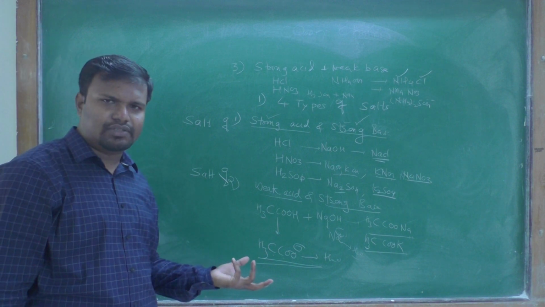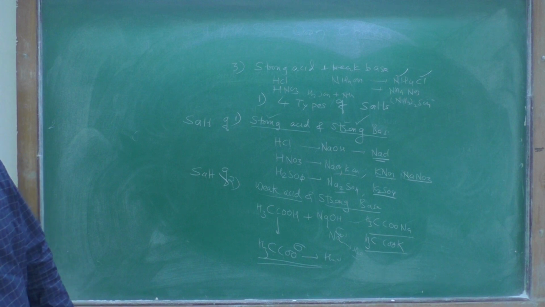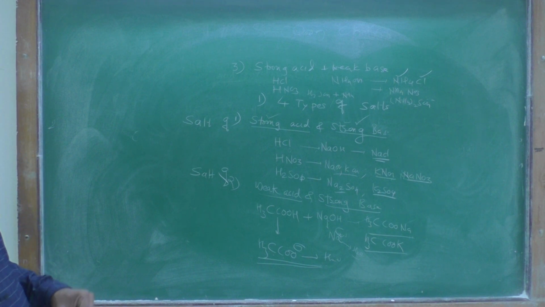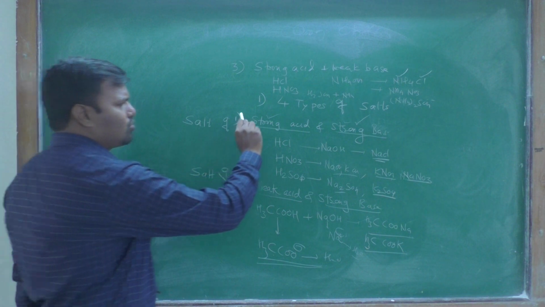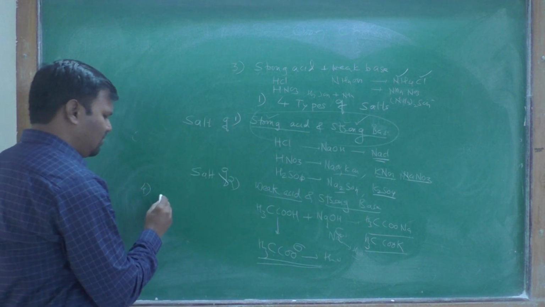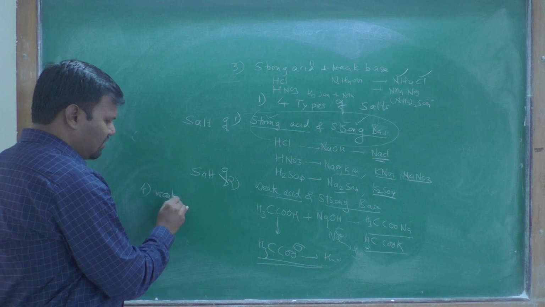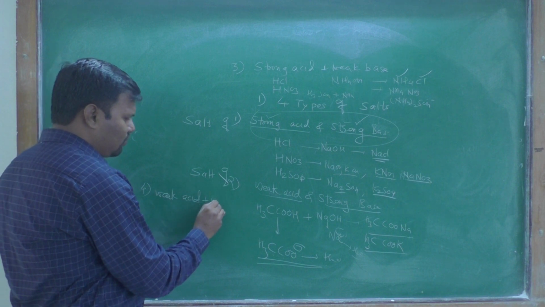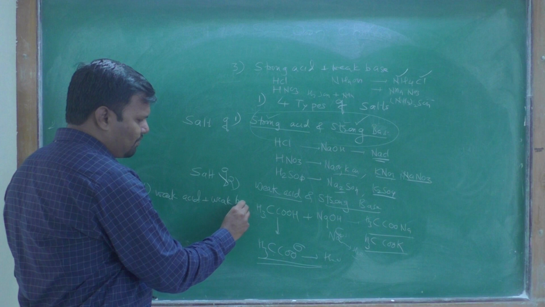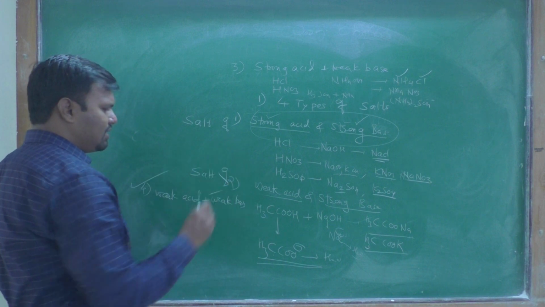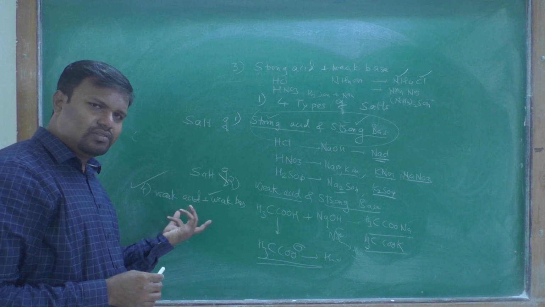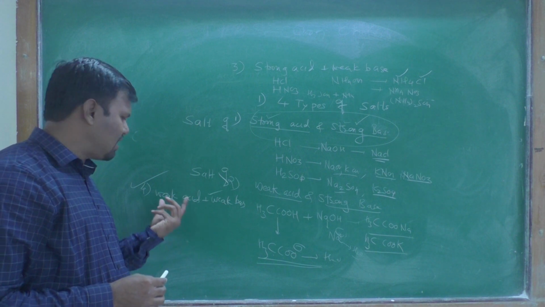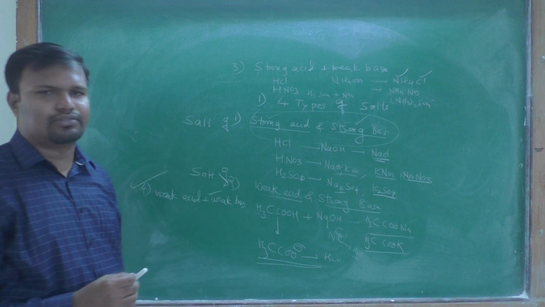The fourth type: the first type is strong, and therefore the last will be the weak acid plus weak base. The salt of a weak acid and a weak base is the salt which is made up of a weak acid and a weak base.